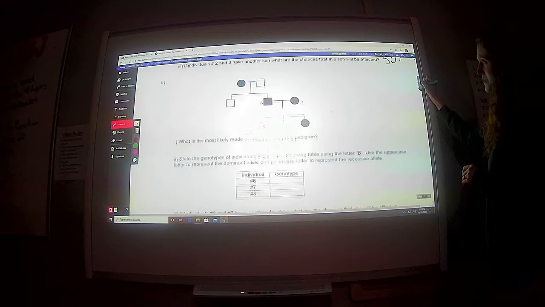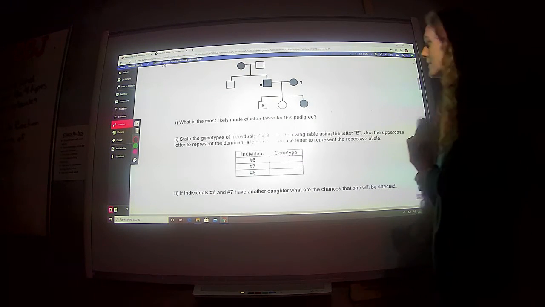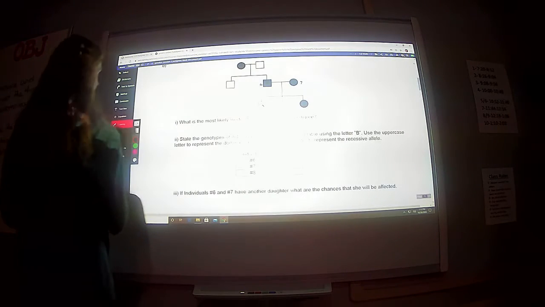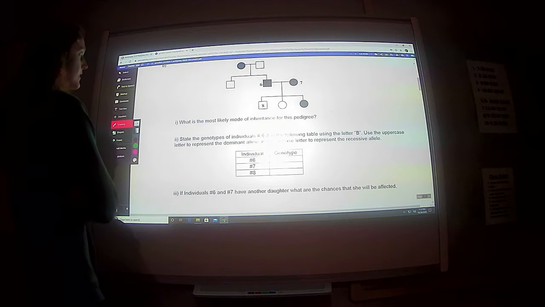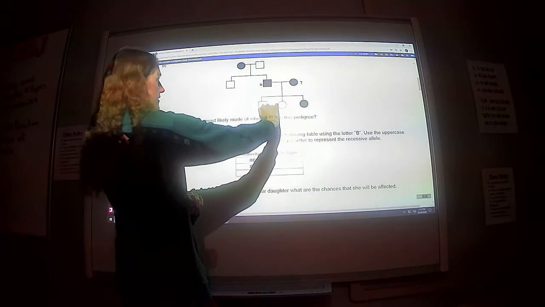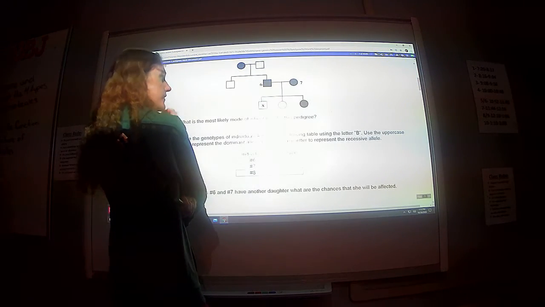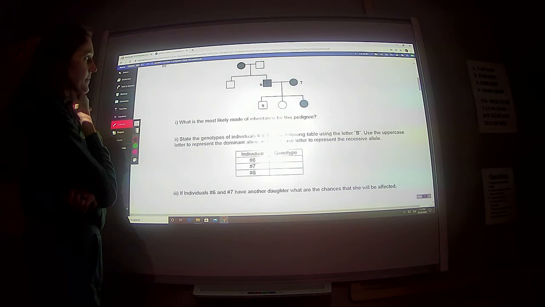We're still on question number 1 here, letter B. What is the most likely mode of inheritance for this pedigree? We got 3 girls who have it, 1 boy who has it. It's showing up in every generation here. And we have parents who are affected with it, but we have kids who are not affected.